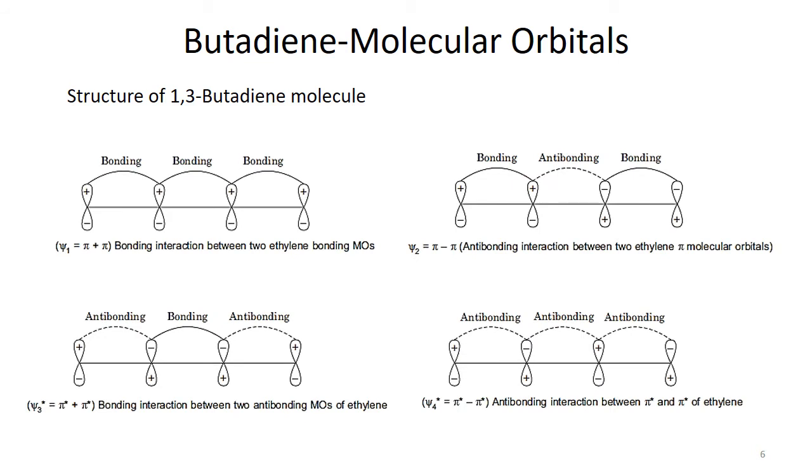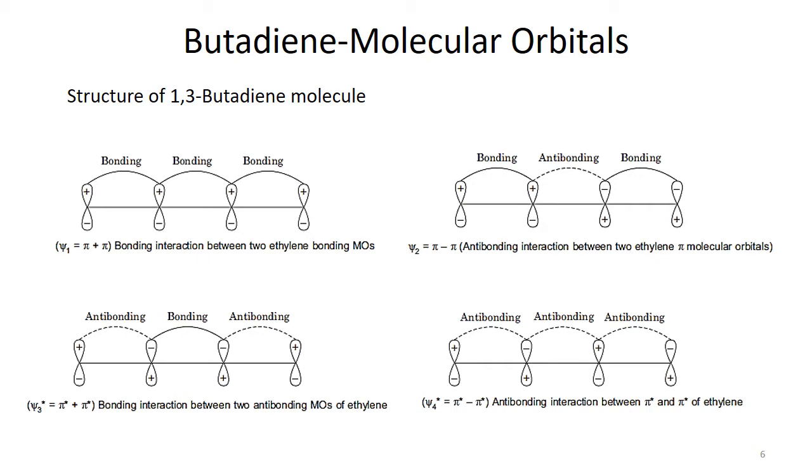The lowest energy level, psi 1 of 1,3-butadiene, is exceptionally stable for 2 reasons. There are 3 bonding interactions and the electrons are delocalized over 4 nuclei. The second molecular orbital, psi 2, is obtained by the anti-bonding interaction between 2 bonding molecular orbitals of ethylene. So psi 2 has 2 bonding and 1 anti-bonding interaction. We would expect it to be a bonding orbital, 2 bonding minus 1 anti-bonding goes to 1 bonding. The energy of psi 2 is more than that of psi 1.